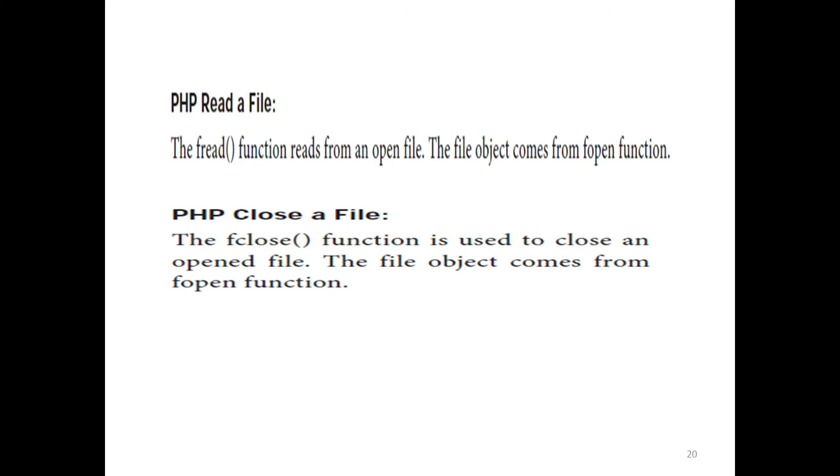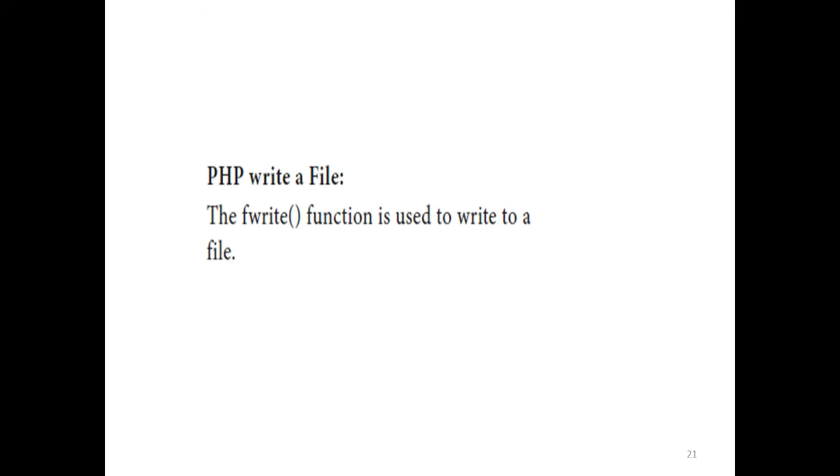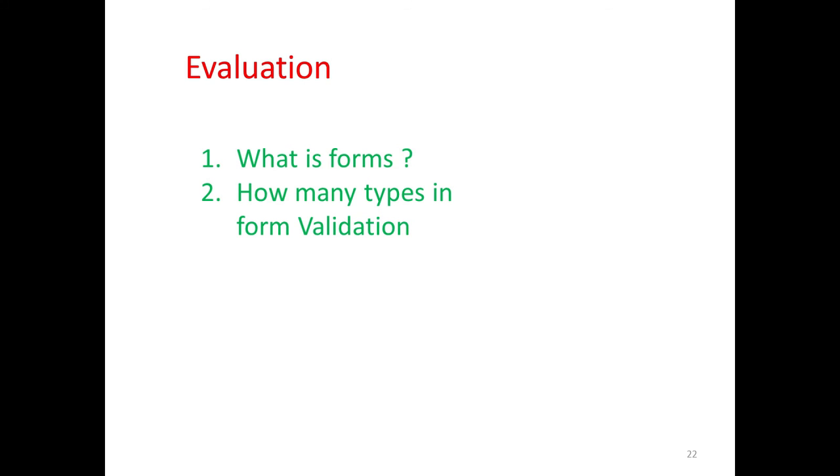And then how to close the file? Keyword fclose. The fclose function is used to close an opened file. The file object comes from the fopen function. And then PHP write file. PHP write file means the keyword is fwrite. So the fwrite function is used to write to a file.